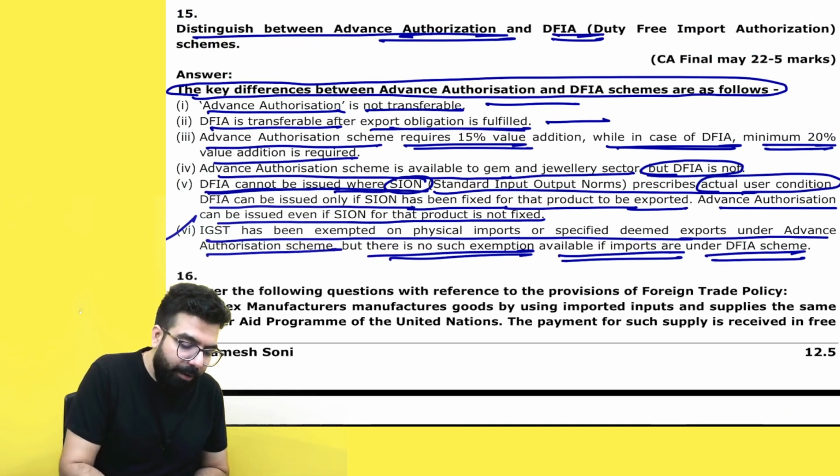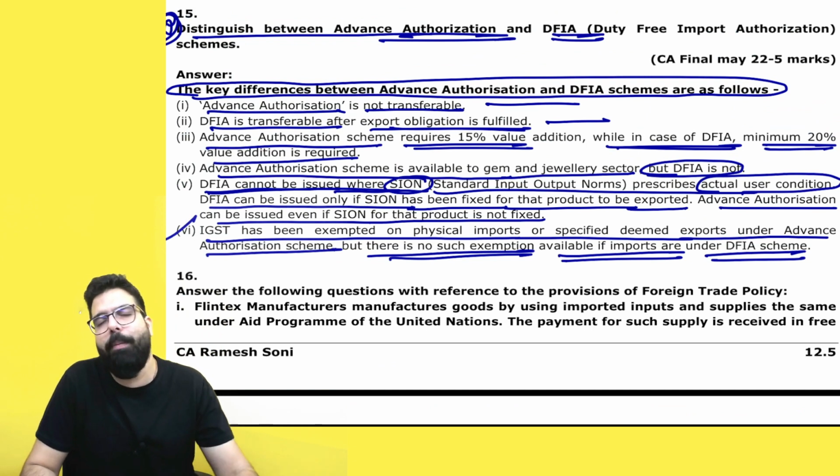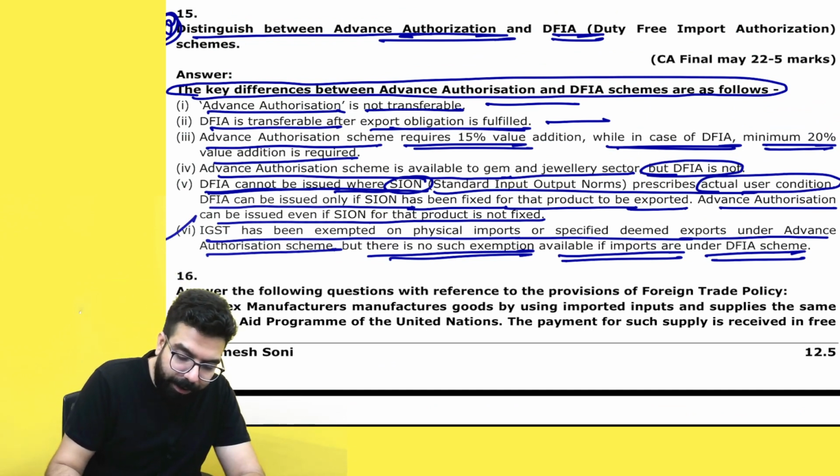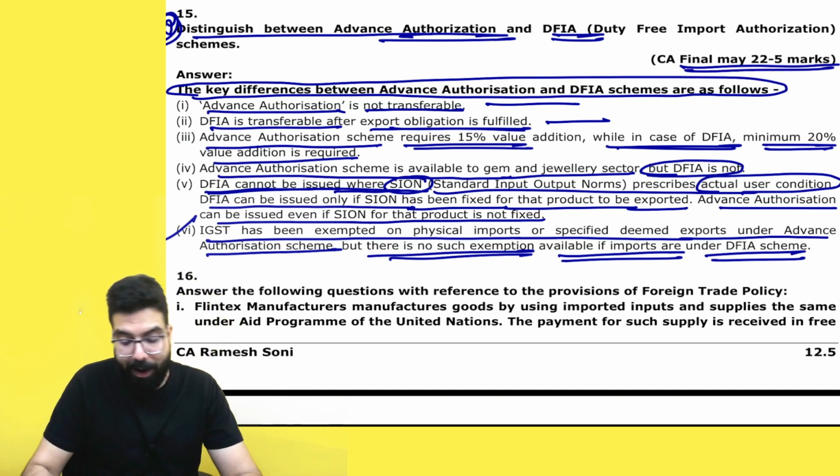Remember these points, very, very important from exam point of view, to remember the difference between DFIA and advance authorization. Okay sir, point is clear. May 22, it had come for 5 marks. Okay sir. Next.